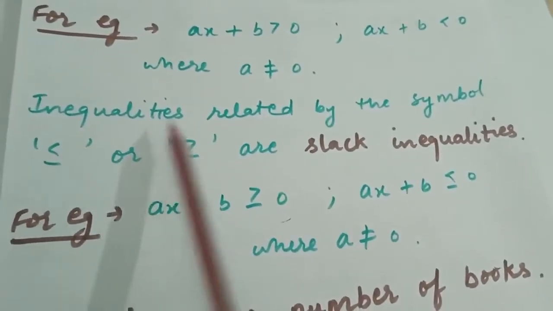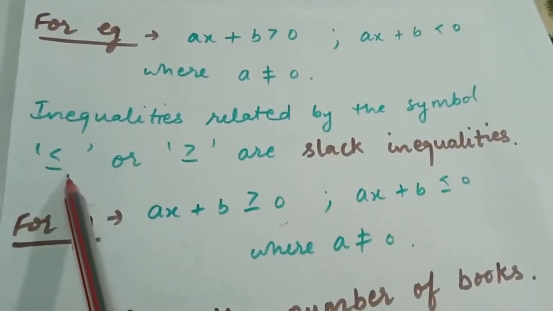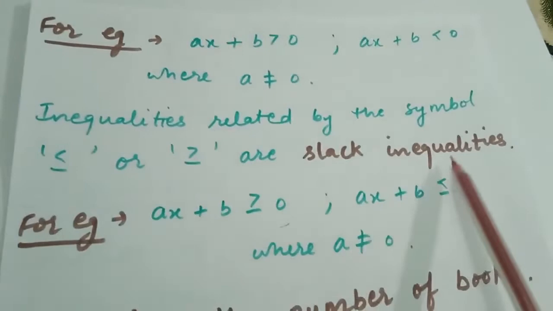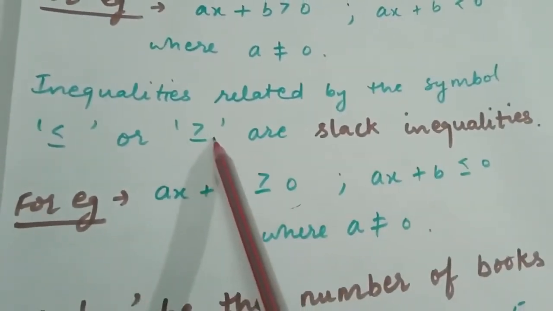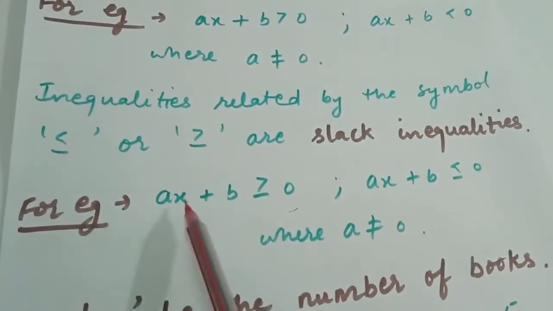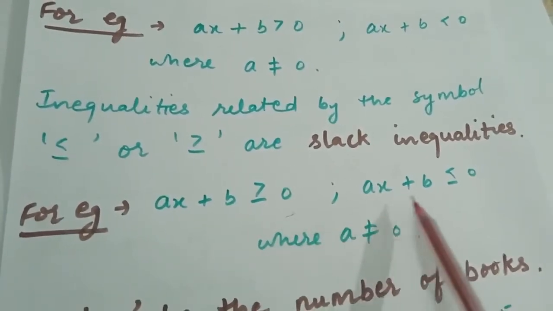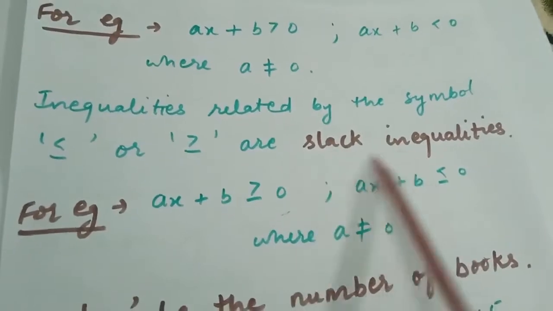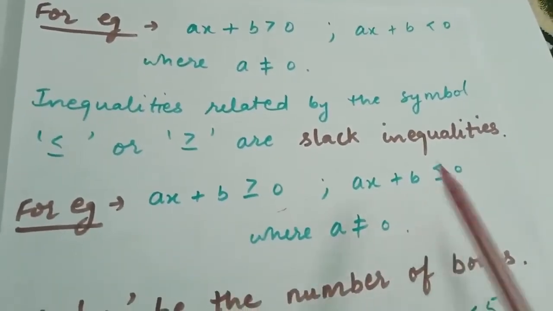Now inequalities that are related by the symbols less than or equal to, or greater than or equal to, are slack inequalities. Why are they called slack inequalities? Because here equality is also there, right? For example, ax plus b greater than or equal to 0 or ax plus b less than or equal to 0. These are examples of slack inequalities because they use these symbols.